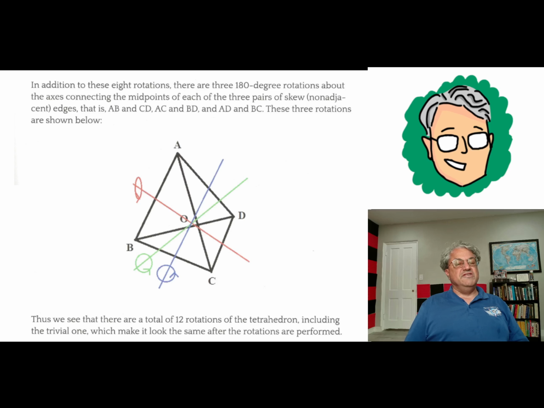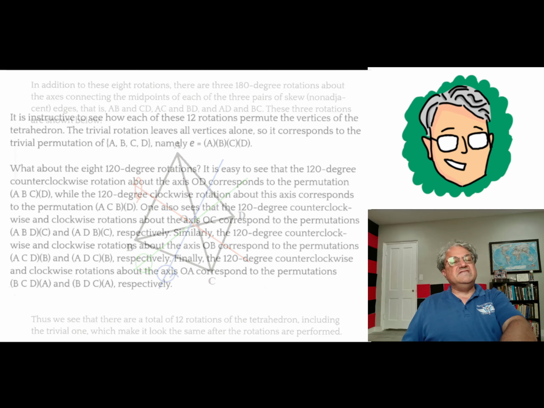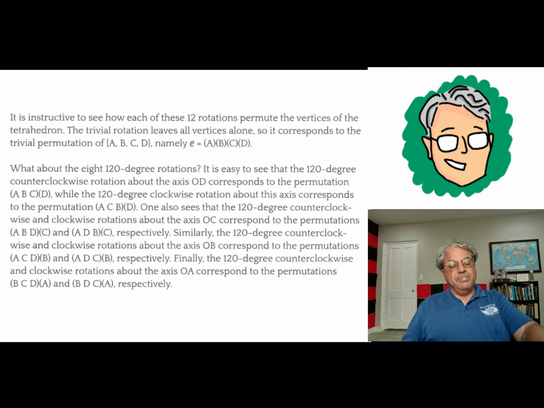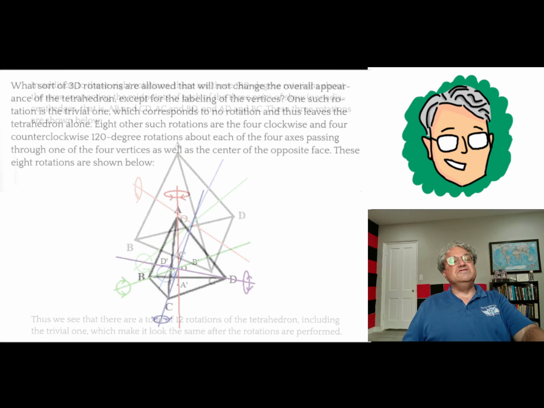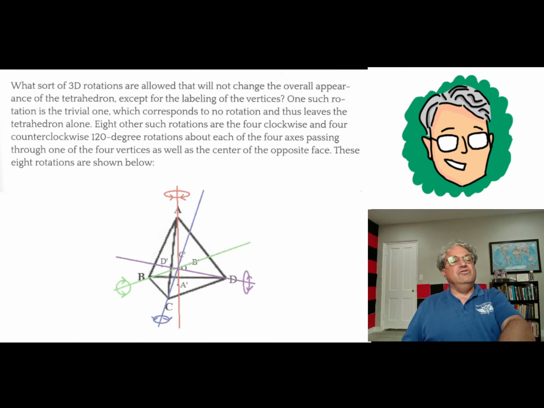So the group I'm talking about today is just A4. It's the set of all even permutations of the vertices A, B, C, and D. So I just described 8 of those. Actually, I described 9 because I described the identity. And then the last 3, I guess that's this picture. Yeah, these are the 8 threefold rotations.